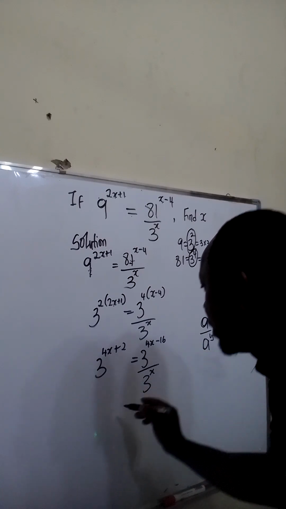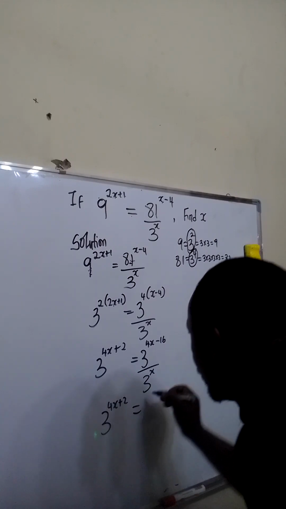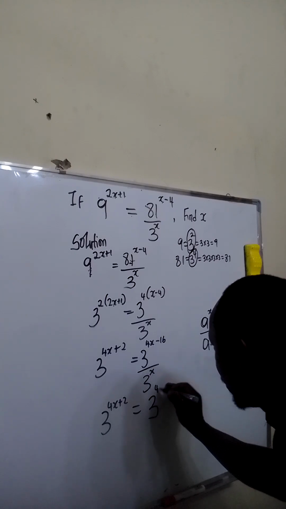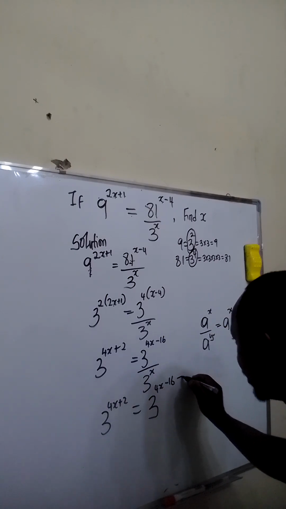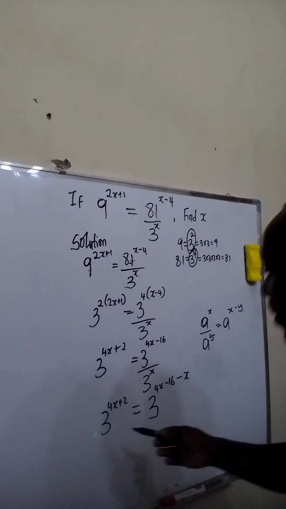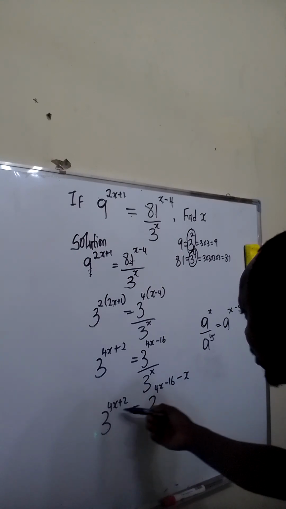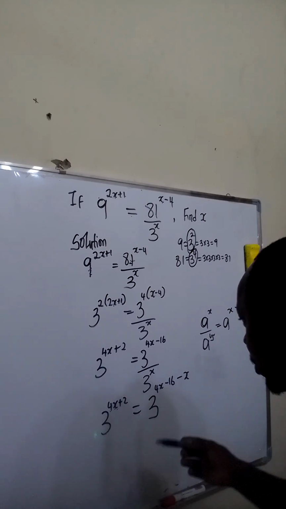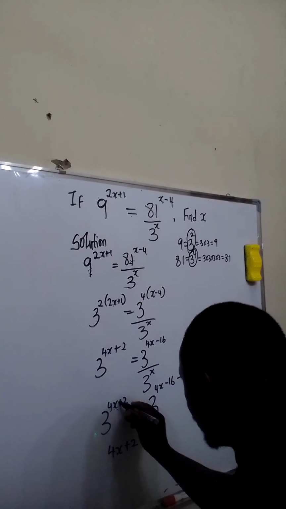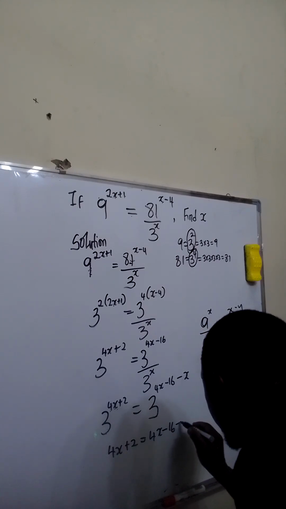So this can be expressed as 3 raised to power 4x plus 2 equal to 3 raised to power 4x minus 16 minus x. Now when you look at this equation carefully, the bases are the same, 3 and 3. It means the index will be the same. It means the power will be the same. So this will become 4x plus 2 equal to 4x minus 16 minus x.